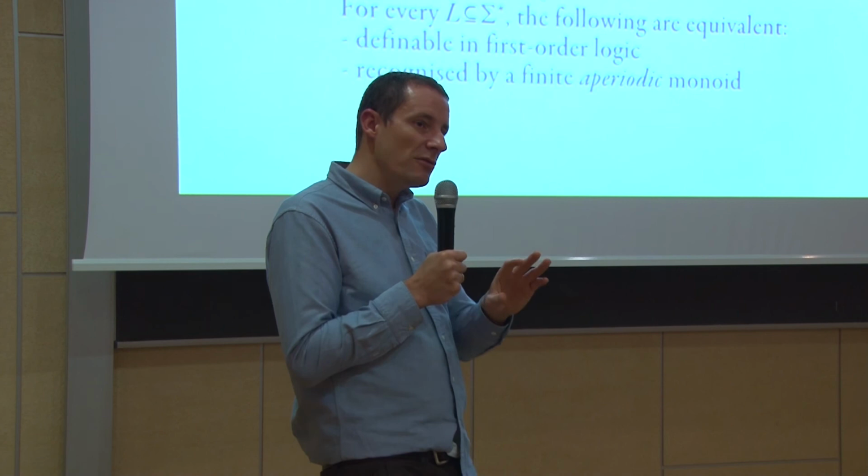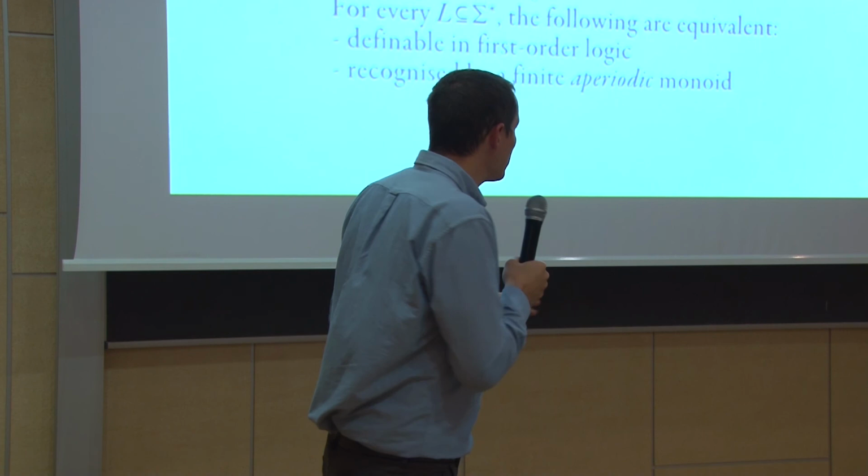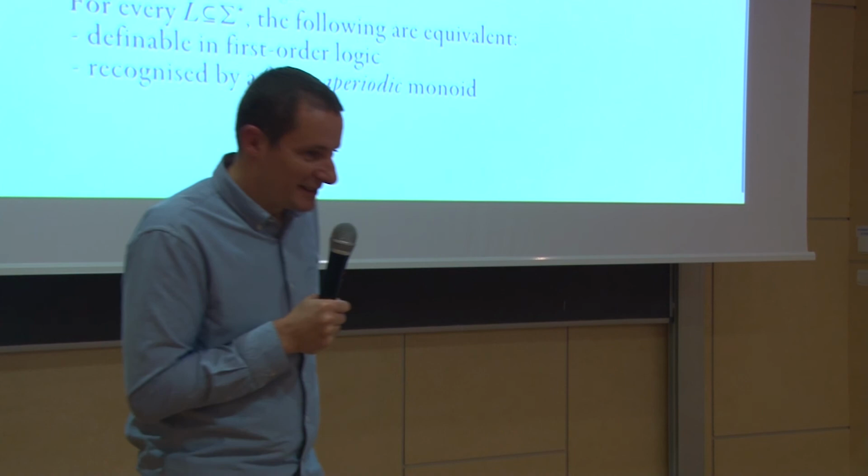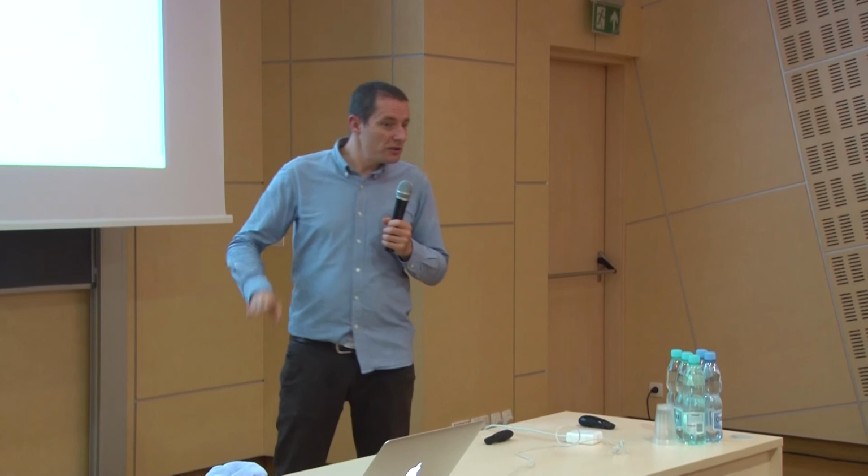A language is definable by a Boolean combination of existential formulas if and only if it is recognized by a monoid which is J-trivial. Yeah, I could have said alpha optimal, but I said J-trivial. If you learn the theory of monoids, it's a very natural property of monoids, and there's no way you can say this for automata, as far as I know.